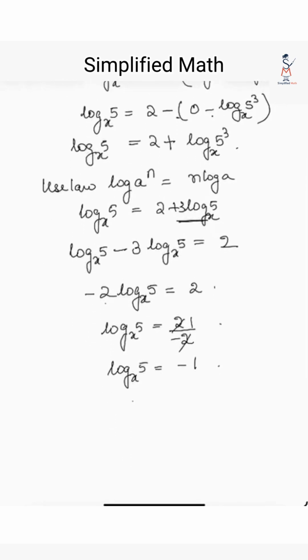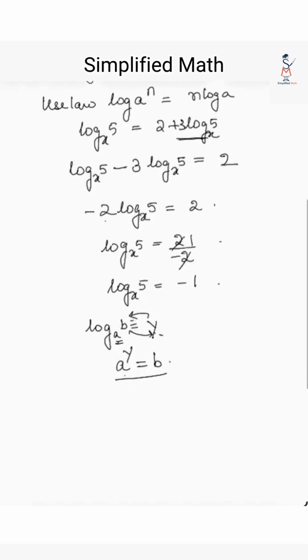Right? Now we will put this in exponential form. We can put this log in exponential form. We know log b to the base a is y, so what will its exponential form be? A will remain the same, the base will remain the same, the power will become y and the answer will be b. So log b to the base a is equal to y means a raised to the power y is equal to b. So this will become x raised to the power minus 1 is equal to 5. That is 1 by x is equal to 5.